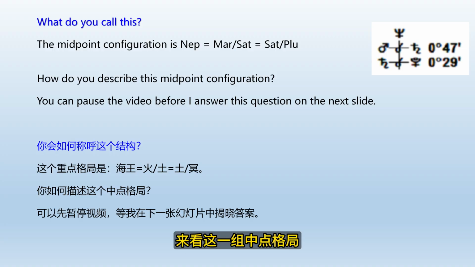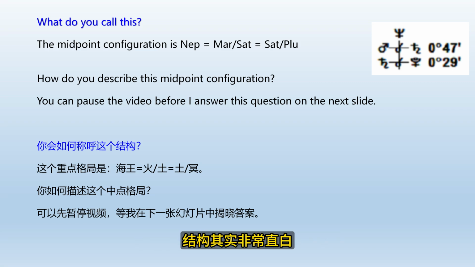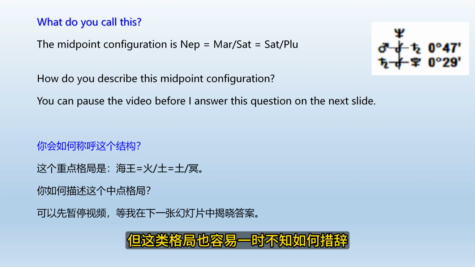So here's a midpoint configuration. Neptune equals Mars-Saturn midpoint, and equals Saturn-Pluto midpoint. It's easier to relate to when you just look at the tree diagram. How would you describe this midpoint configuration? It's very straightforward. Actually, you can get a little tongue-tied on this one too. How are you going to explain it?